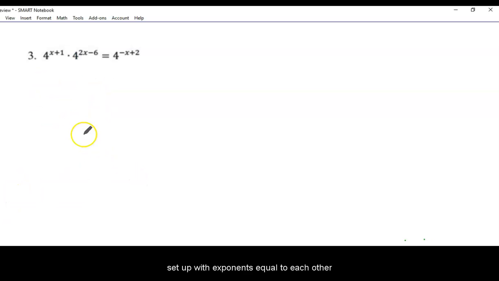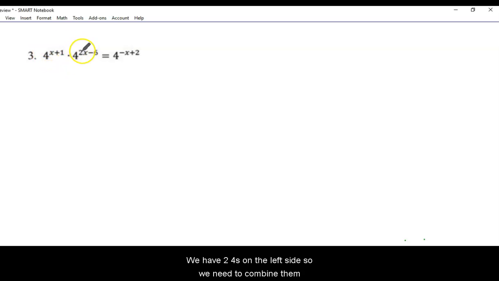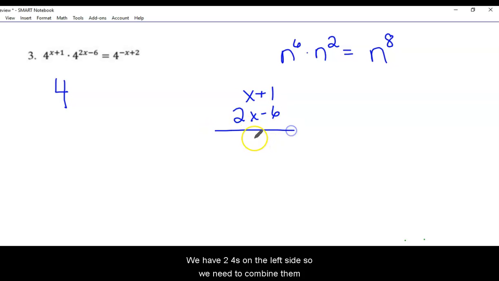All right, number 3. On this one, we have two 4s on the left side. So we need to combine these two. If you remember your exponent rules, let's say you have n to the 6th times n to the 2nd. You combine the n's, and you add the exponents when they're multiplied times each other. So we're going to do the same thing here. We're going to combine those 4s, and then add the exponents. So we have x plus 1 and 2x minus 6, and when we combine those, that's 3x minus 5. So this is 4 to the 3x minus 5 equals 4 to the negative x plus 2.